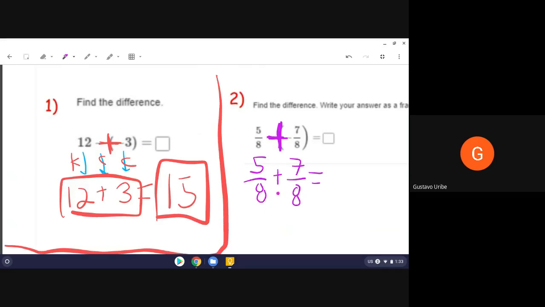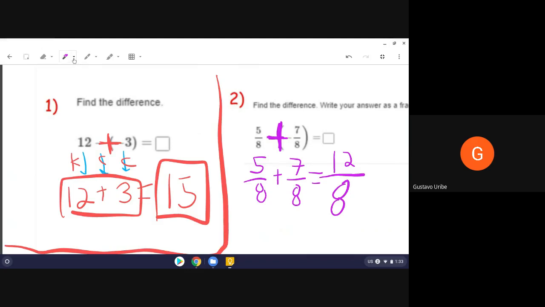When we're adding fractions, remember the denominators have to be the same. In this case, they are, so it's going to stay the same, and I can add the numerators across. So 5 plus 7 gives me 12.